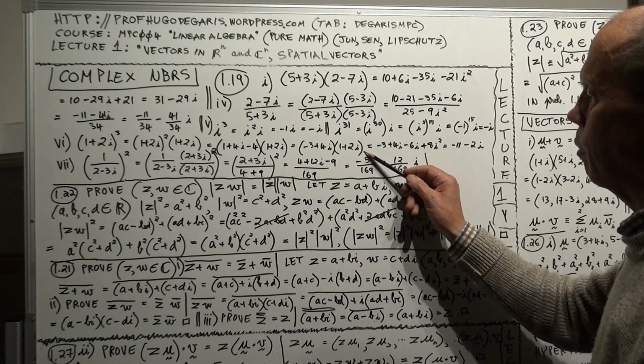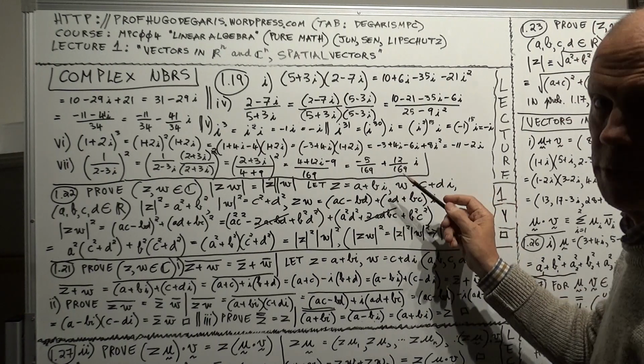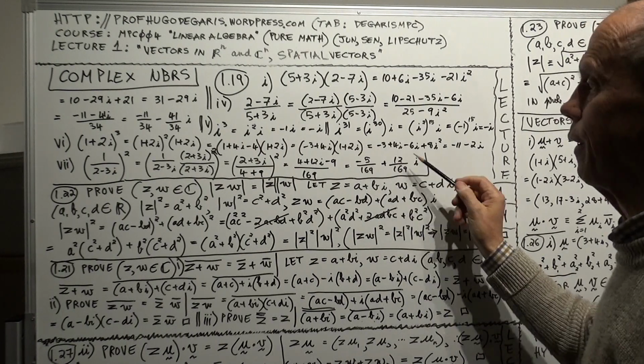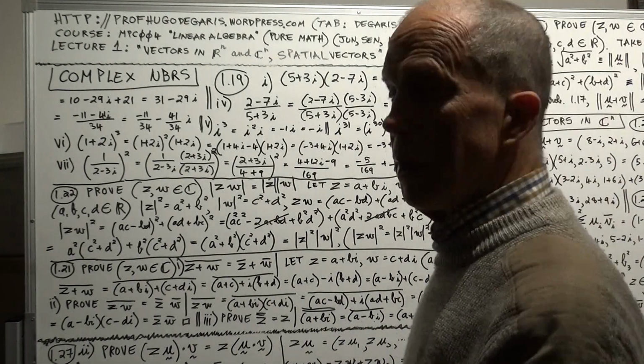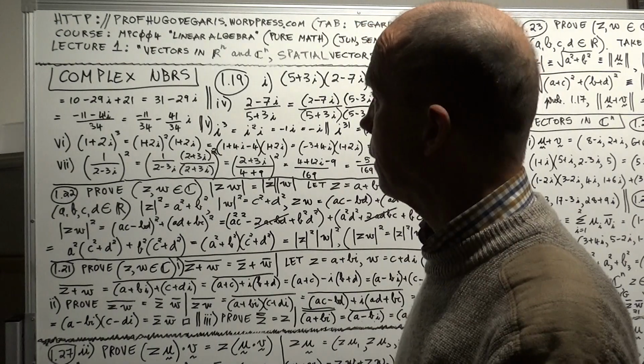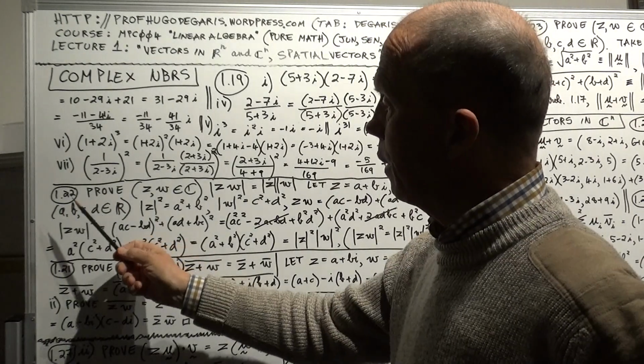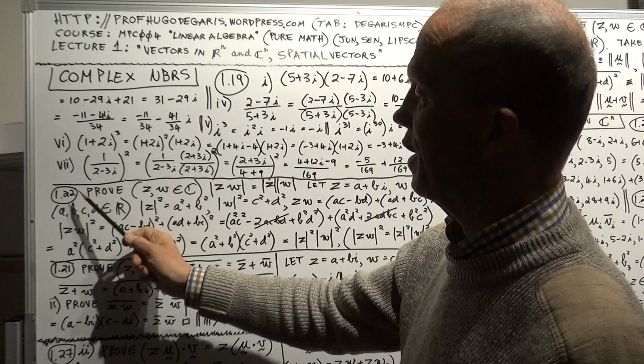And that's in the form a plus bi, as simple as you can get in complex numbers. Right? So that's the end of question 119. Skipped a few. Now 122.